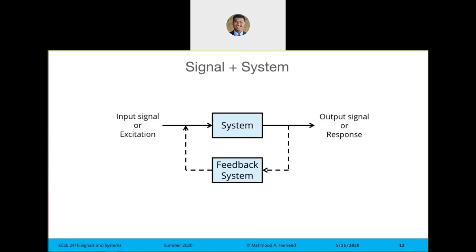At the beginning of the course, we will be focusing on just the system: input, signal, output. Input, system, output. We'll be focusing on that. As we go towards the end of the semester, we will be introducing the concept of feedback and stability. So, for now, we are going to leave the feedback out of our discussion. We will be focusing on input, system, output.